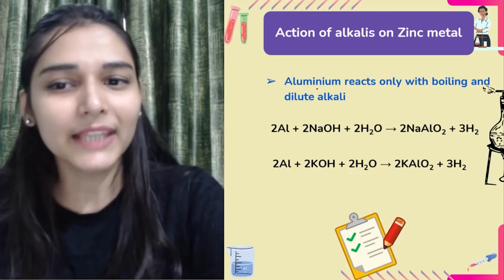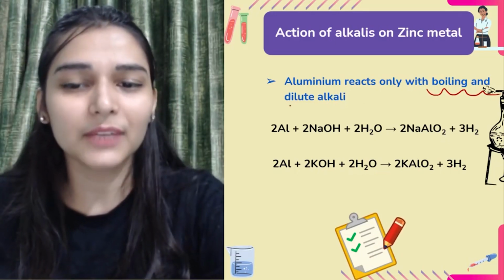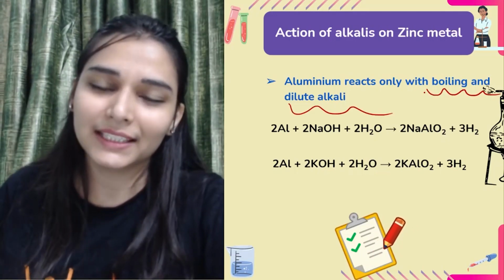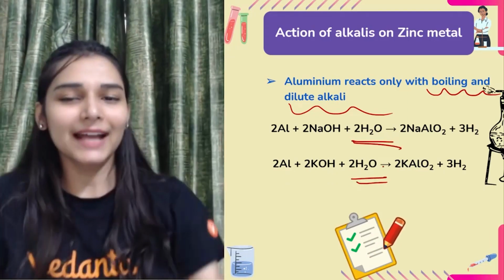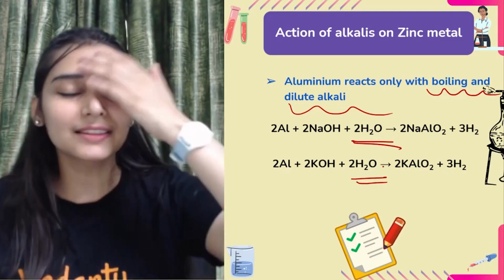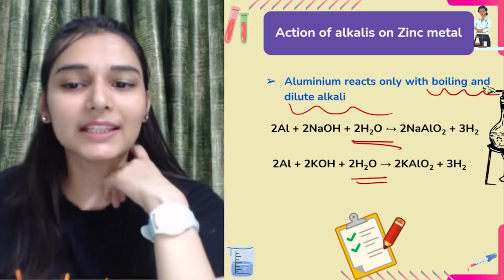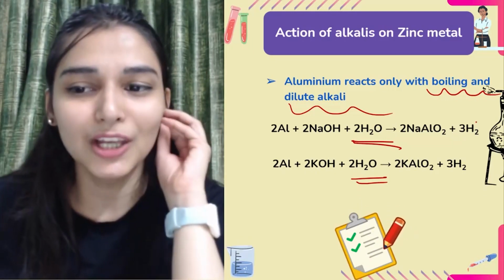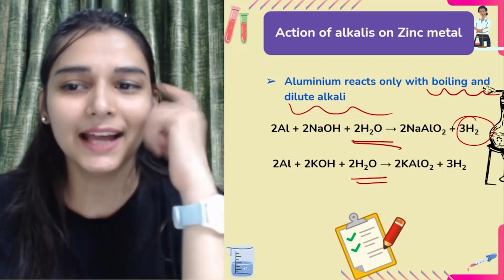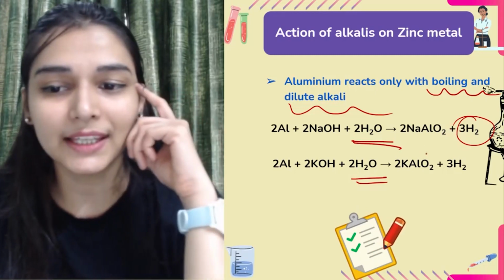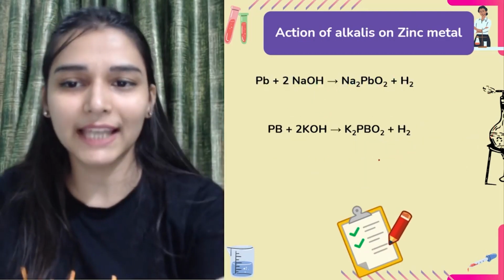The same thing with aluminium, but here you have to take boiling and dilute alkali, so water should also be added here. Okay, boiling and dilute alkali you have to take, only then will the reaction happen. You would be getting sodium aluminate along with the liberation of hydrogen gas. And the same thing happens here in the case of potassium hydroxide.